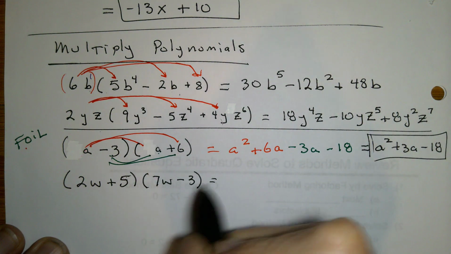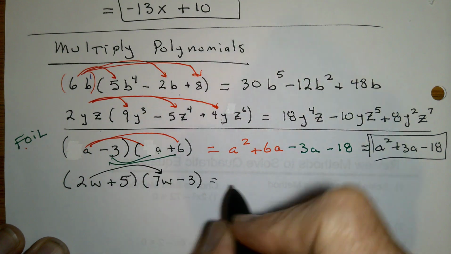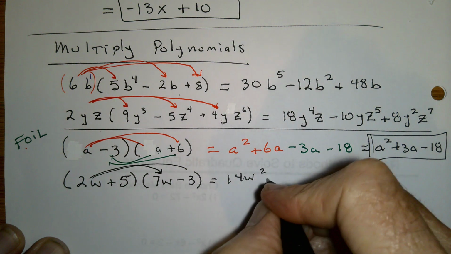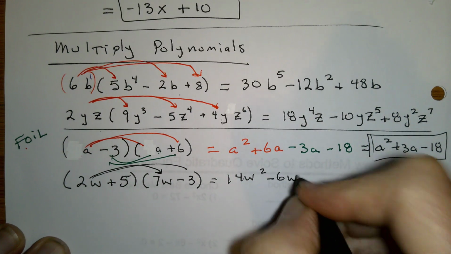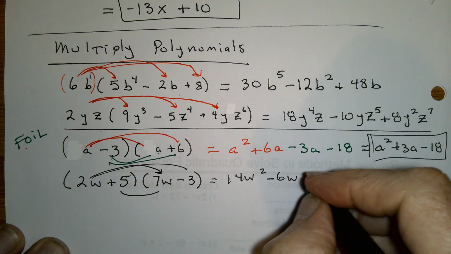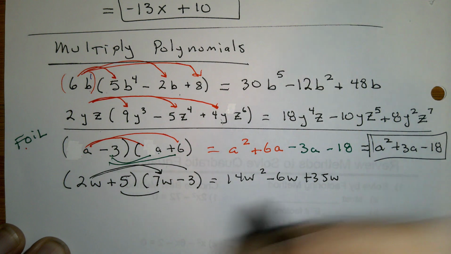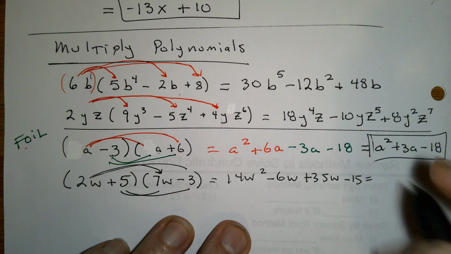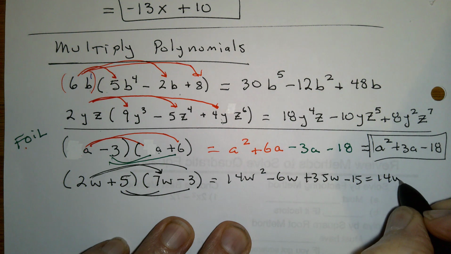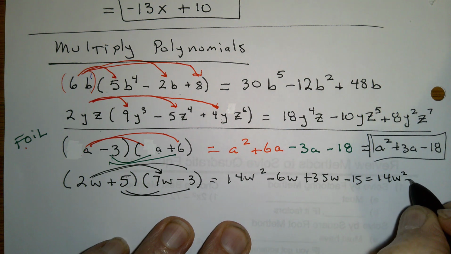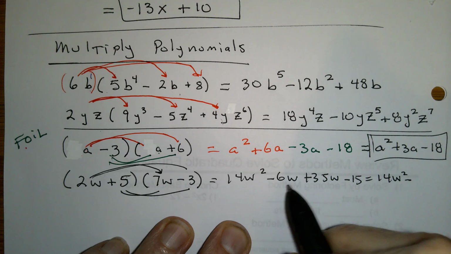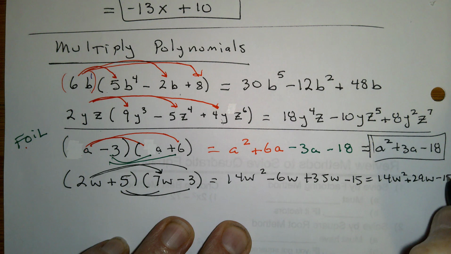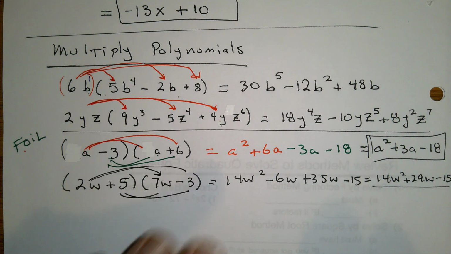Same on the next one. 2w times 7w is 14w squared. 2w times minus 3 is minus 6w. 5 times 7w is plus 35w. 5 times 3 is minus 15. And we have a couple of like terms in there. Let's see, 35 and minus 6 is plus 29w, minus 15. There you go. So hopefully you got that as well.